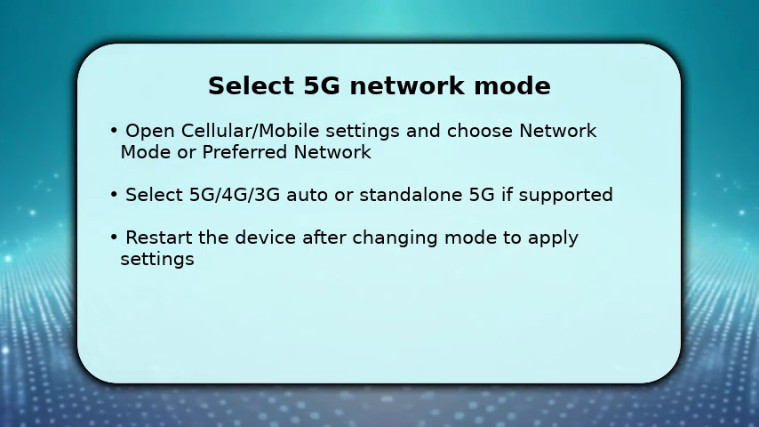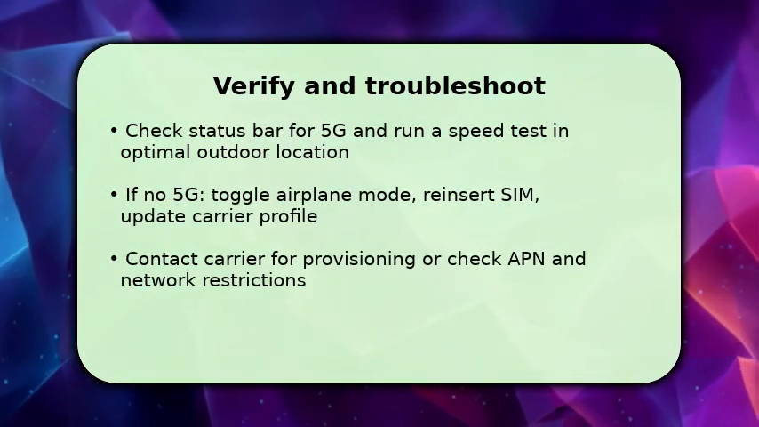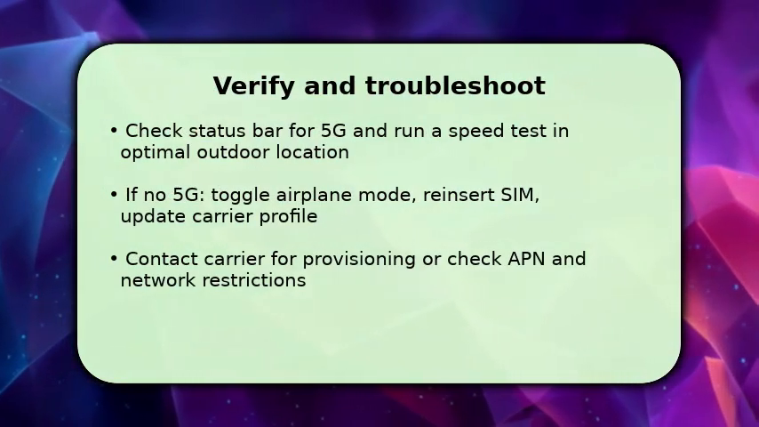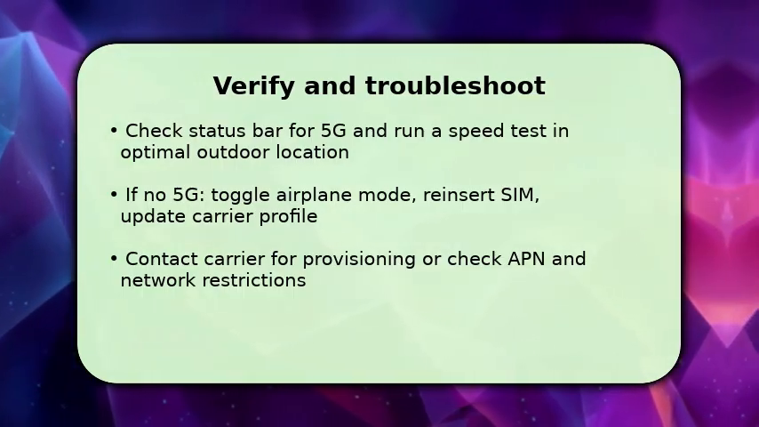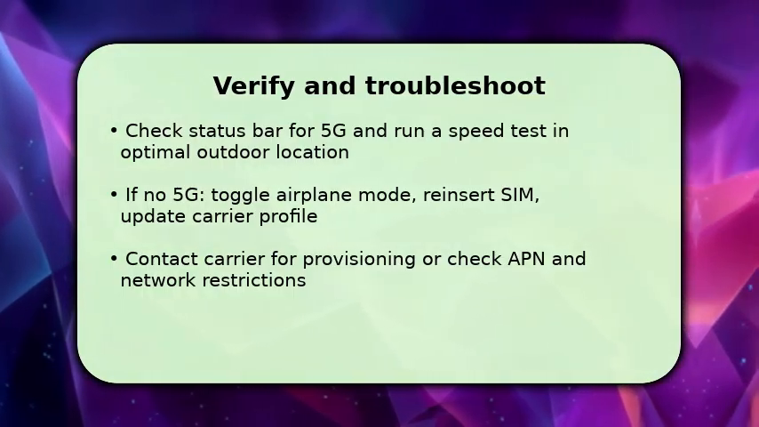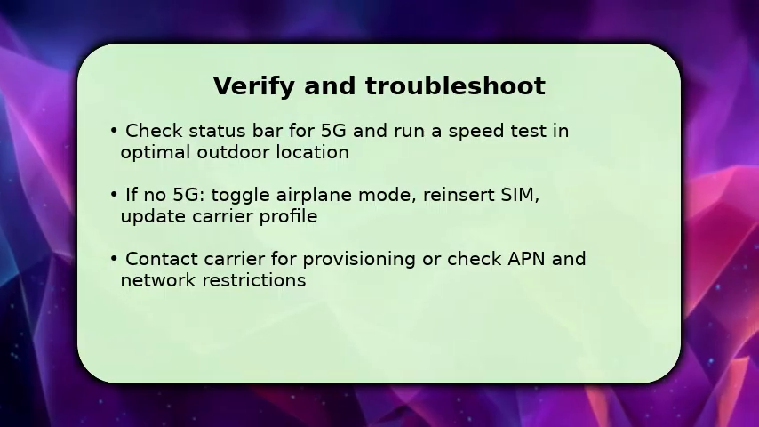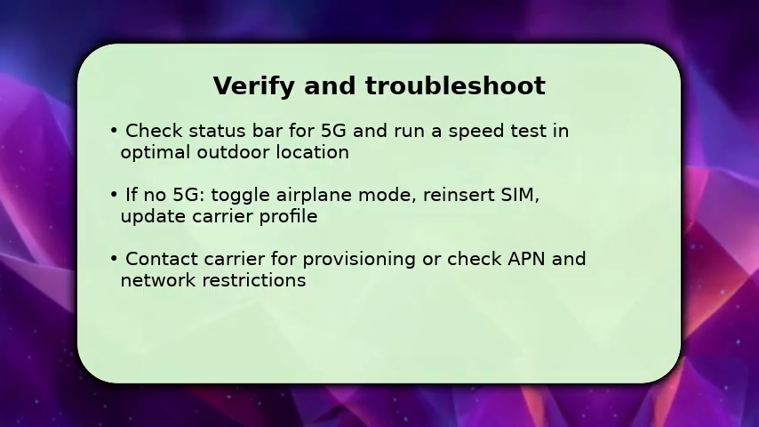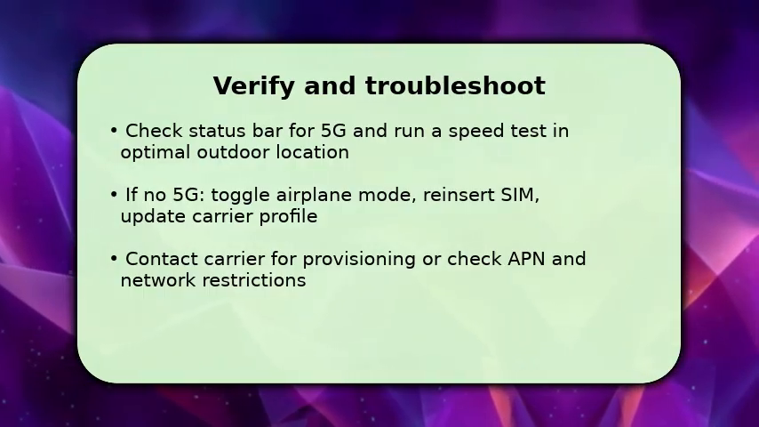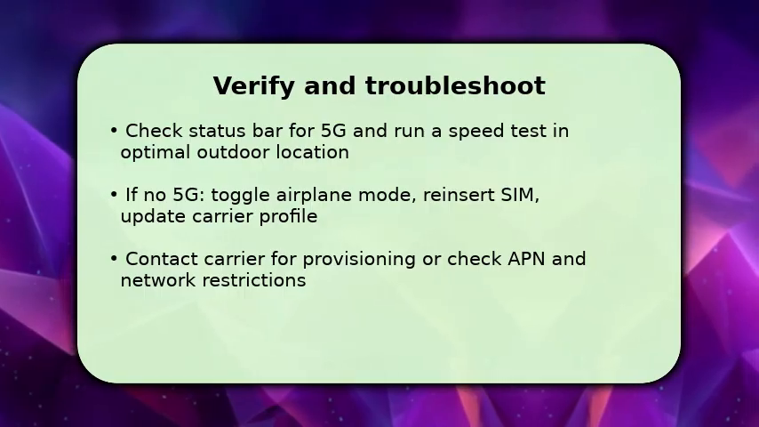Check the status bar for the 5G icon and run a speed test near a window or outside to remove indoor attenuation. If 5G never appears, toggle airplane mode, reboot, and reinsert the SIM to force re-provisioning. Make sure the APN settings match carrier guidance. If that fails, contact your carrier to confirm provisioning and supported bands.